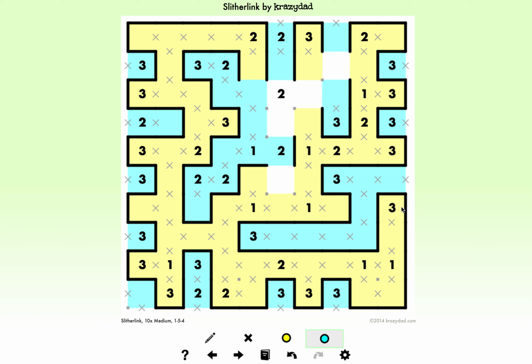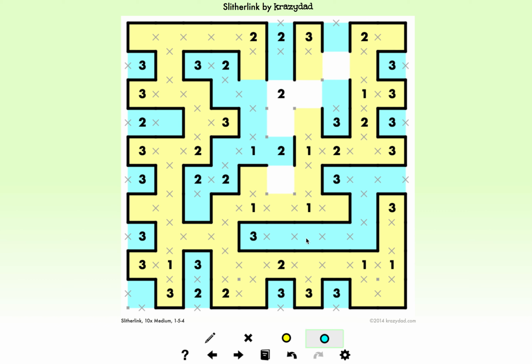Okay, so here is a mostly finished and mostly shaded puzzle. I'll talk to you a little bit about shading first, and then I'll show you how it can help you with something that might be a difficult solution.